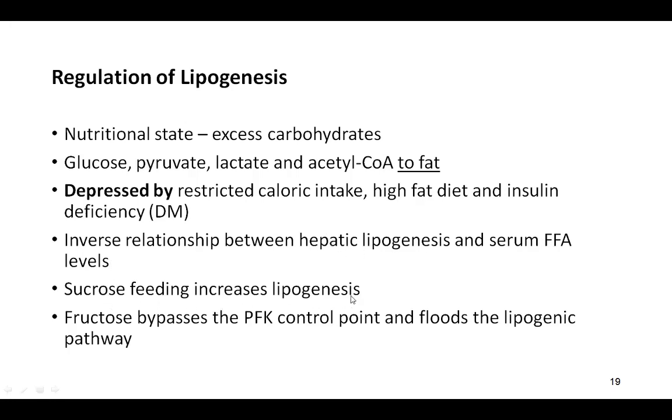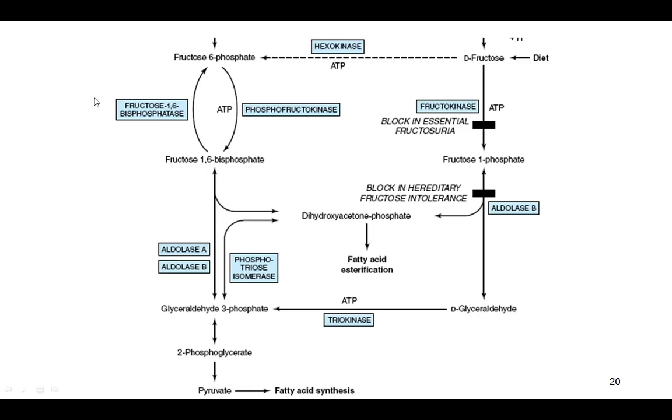Sucrose feeding increases lipogenesis. Why? Ultimately, sucrose contains fructose, and you must have read about PFK, phosphofructokinase, its role in glycolysis and all, glucose and all, right? So that checkpoint is bypassed by fructose. For fructose metabolism, this PFK does not have a role, so it is not able to control the formation of pyruvate. So pyruvate forms from glucose also, pyruvate will form from fructose also, right? From fructose, ultimately pyruvate. But there is no controlling step by the PFK enzyme. So that's why more and more pyruvate can form if you take more and more fructose, and that will lead to more fatty acid synthesis.